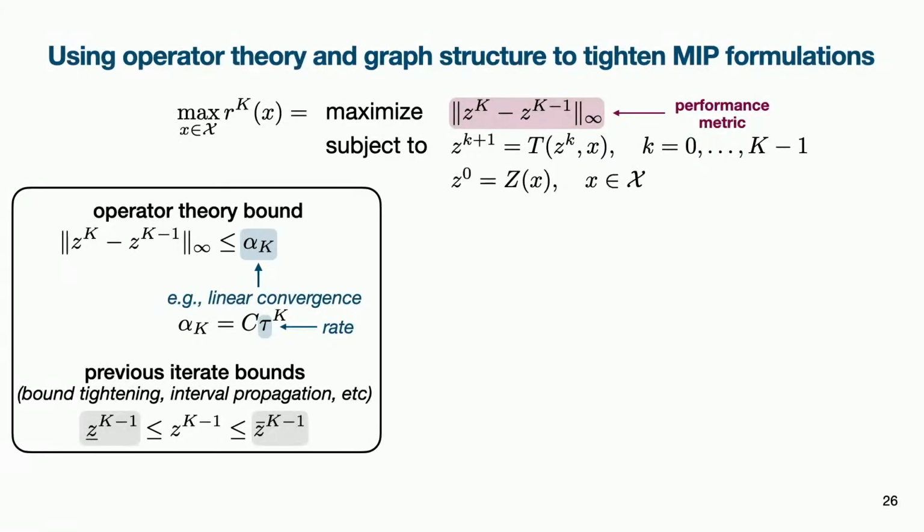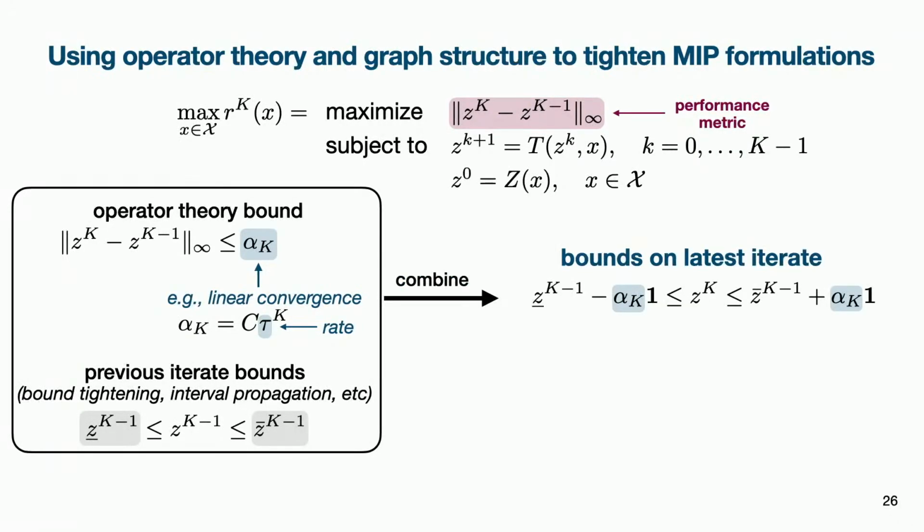So combined with this operator theory bound, we could do a very simple implication from these two that tells us that I already know valid upper and lower bounds on the iterate at zk, which is the lower bound at zk minus 1 minus alpha k, and the upper bound plus alpha k for every component.